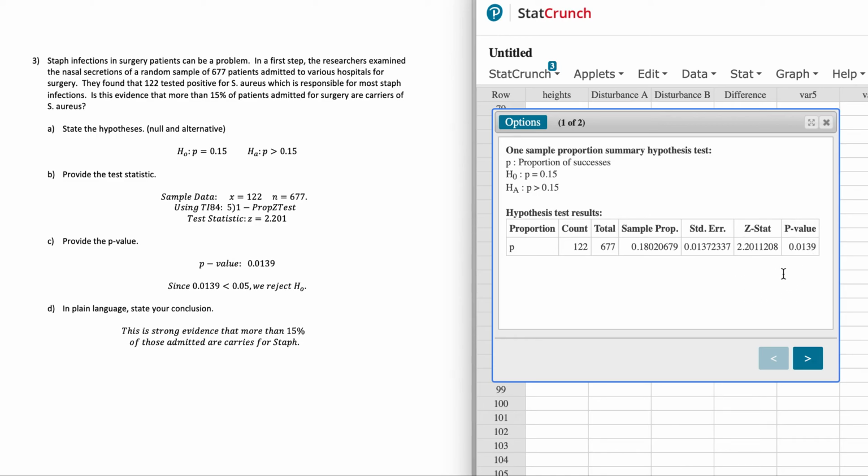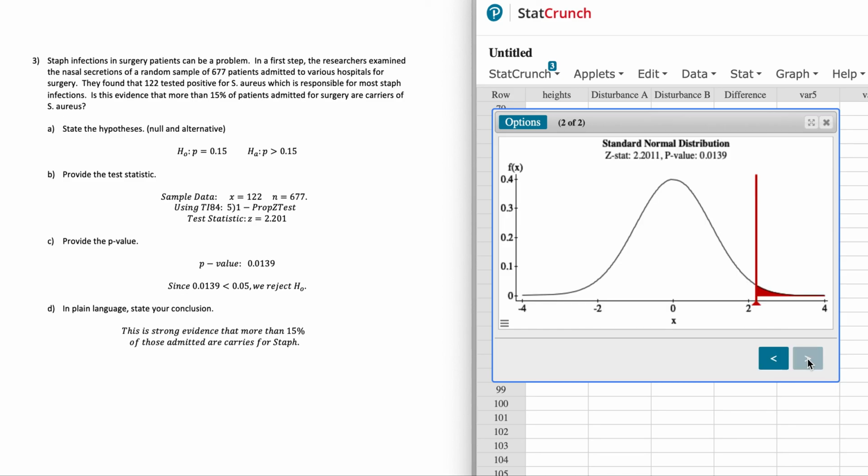All right, since this p-value is quite small, smaller than 0.05, which is our typical assumed significance level, this is considered strong evidence that more than 15% of those admitted are carriers for staph. In StatCrunch, if you arrow once to the right here, you can actually see the p-value plotted on the standard normal distribution.